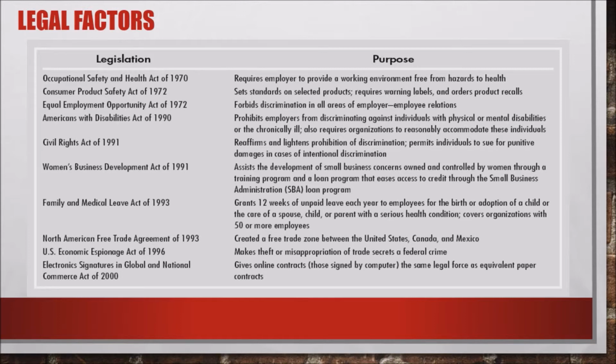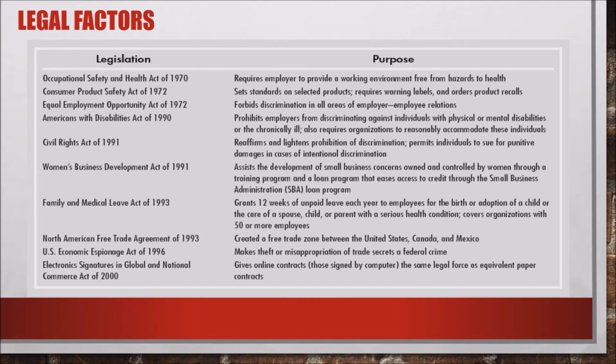Americans with Disabilities Act of 1990: prohibits employers from discriminating against individuals with physical or mental disabilities or the chronically ill. Civil Rights Act of 1991: reaffirms and tightens prohibition of discrimination, permits individuals to sue for punitive damages in cases of intentional discrimination. Women's Business Development Act of 1991: assists the development of small business concerns owned and controlled by women through a training program and a loan program that eases access to credit through the Small Business Administration Loan Program.